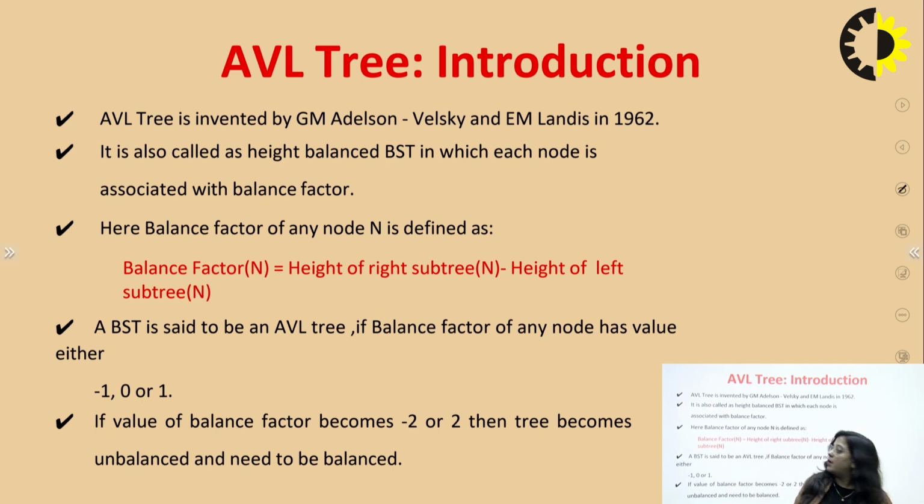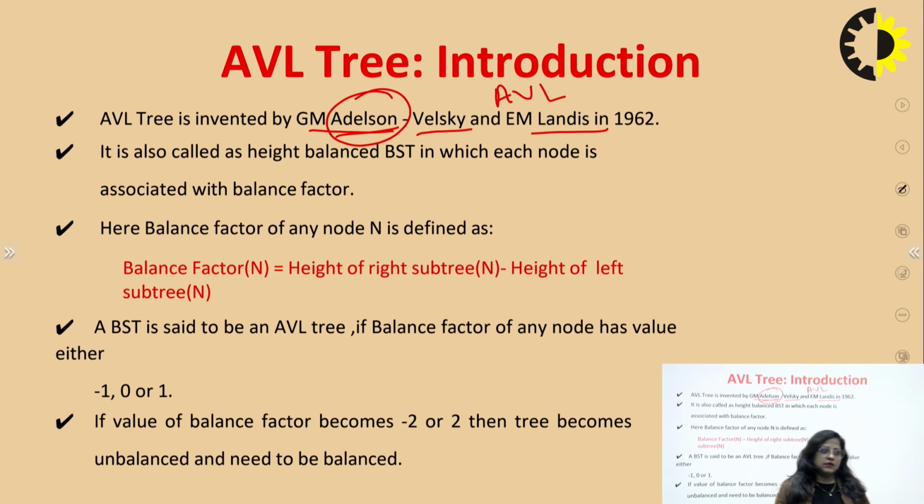Now I will tell you about the AVL. What is AVL? Firstly, AVL was invented by three scientists: G.M. Adelson-Velsky and E.M. Landis, in 1962. AVL: A for Adelson, V for Velsky, and L for Landis. So this is the surname of the scientists who invented it.